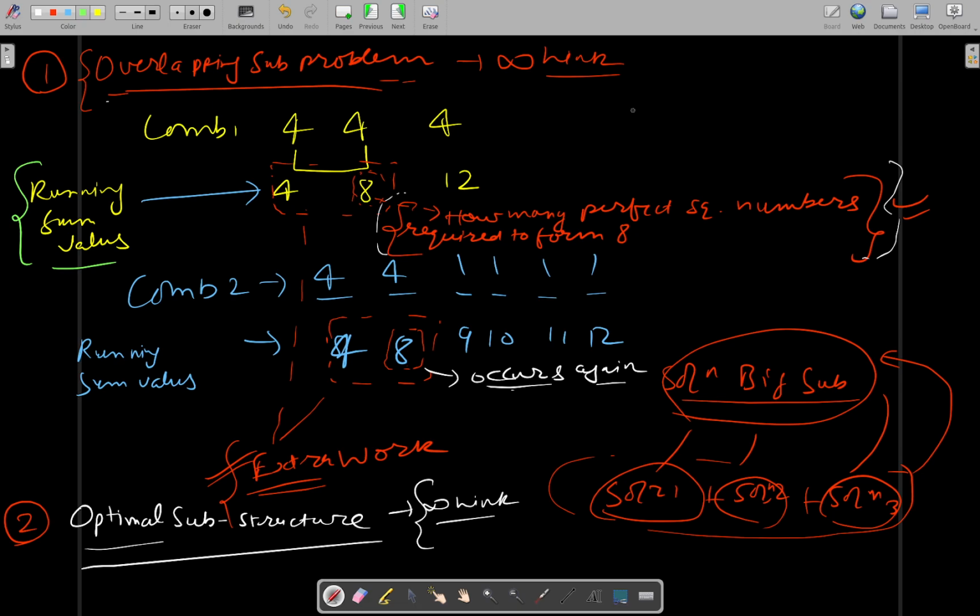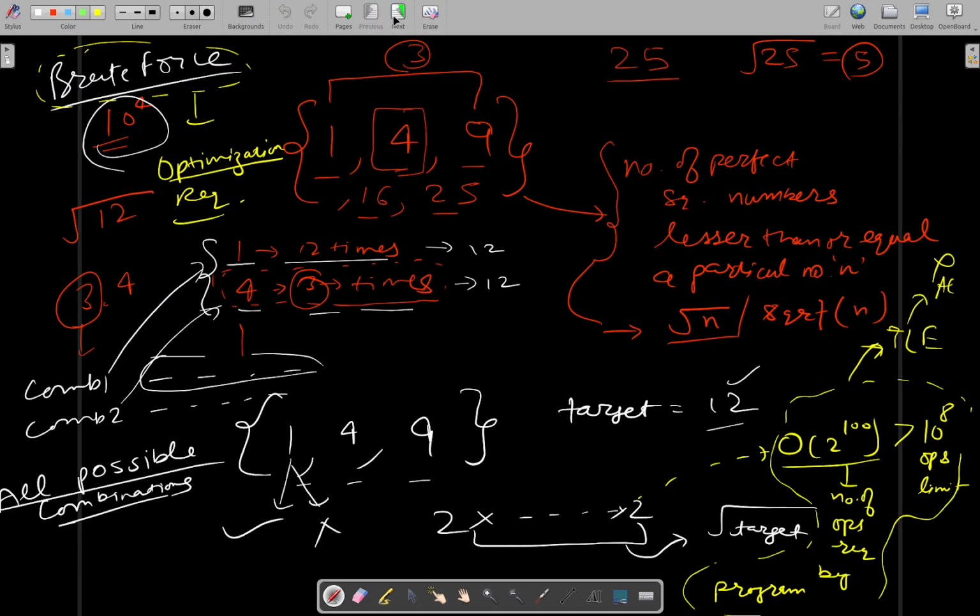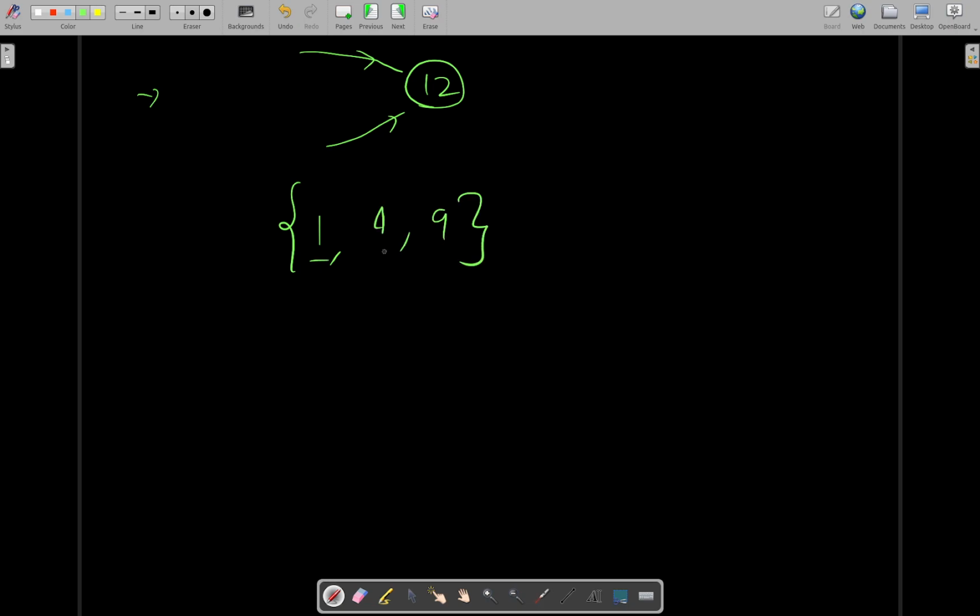Let's say the current value of the running sum is 12, then how could you have landed upon 12? You will consider all possible options that are out there. By all possible options I mean 1, 4 and 9, the perfect squares which are lesser than 12, and among these perfect squares we will subtract each from 12.